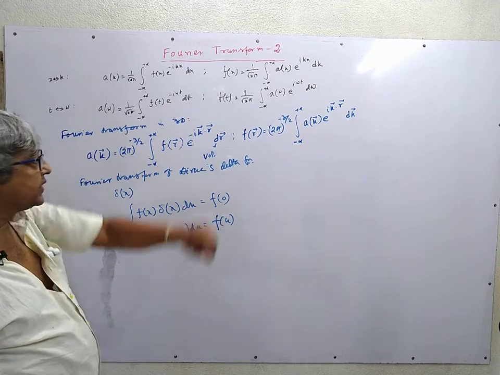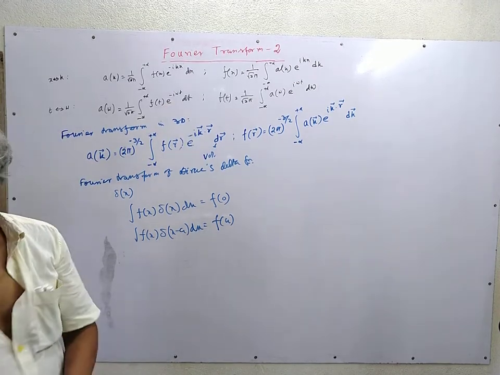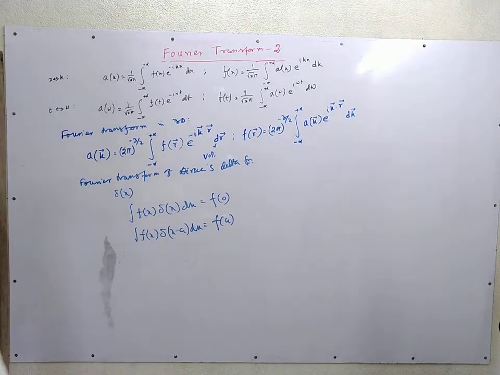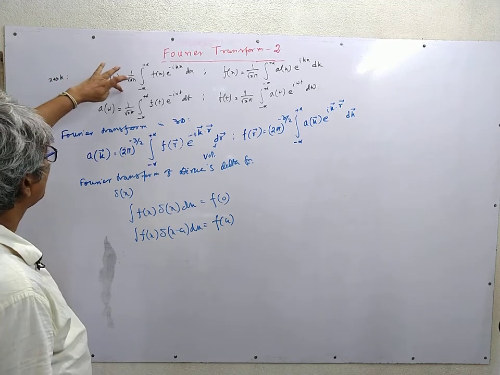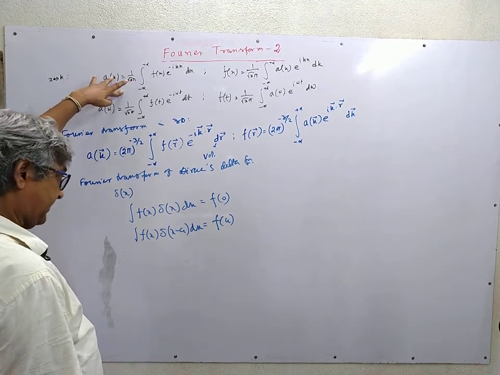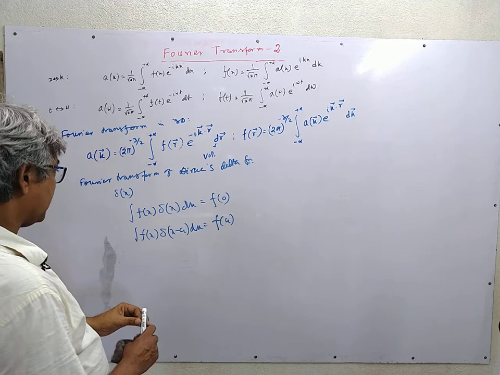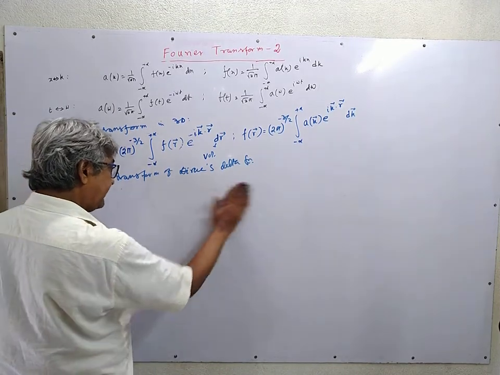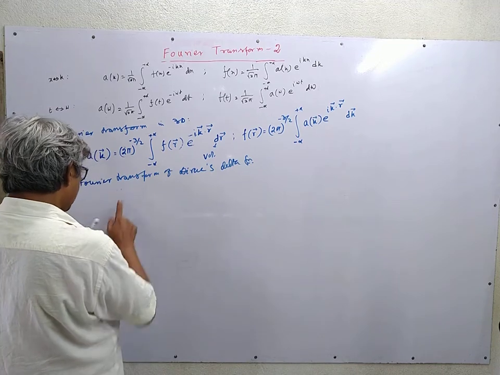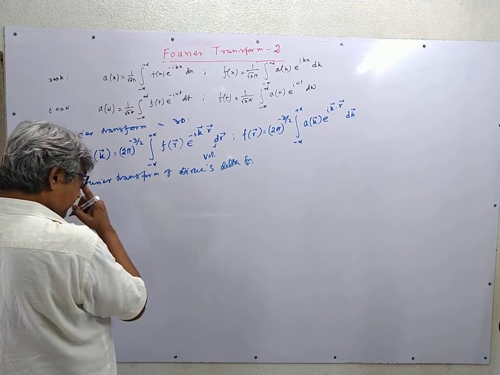In the case of the Fourier transform, we do not have to bother about whether the integration limit includes the center of the delta function, because the integration is of infinite extent. Now our first task will be to find the Fourier transform of the Dirac delta function.